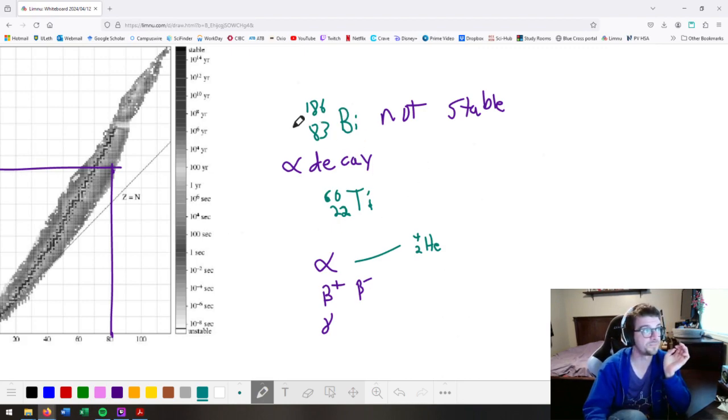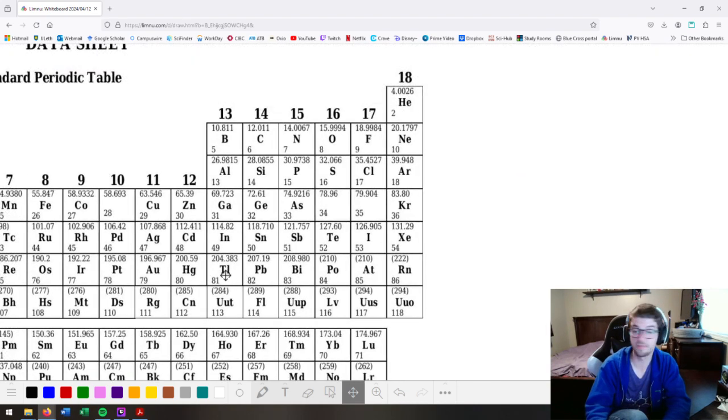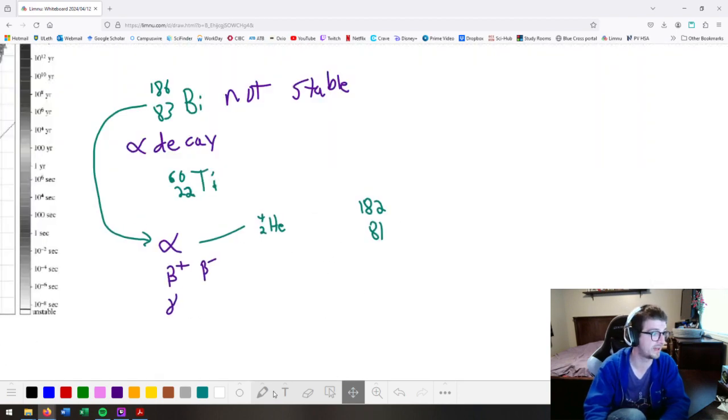So if a bismuth 186 nucleus undergoes alpha decay, then it will turn into a 182, 81. Can't think of what an 81 is because I don't know the whole thing. Thallium. So it would turn into a nucleus of thallium. TL. That's an L, trust me.